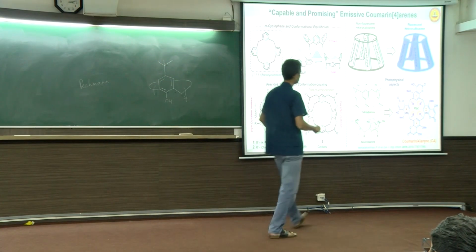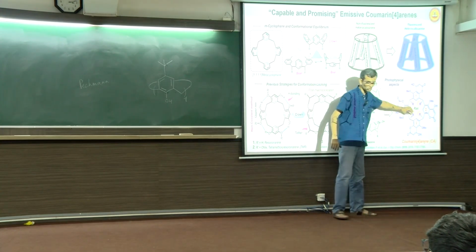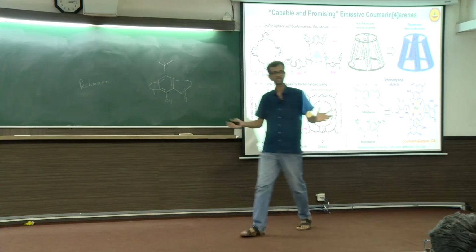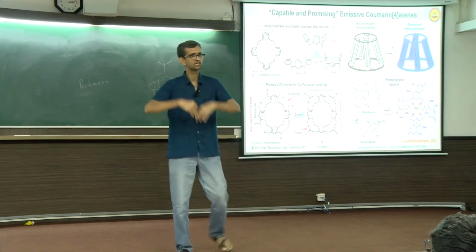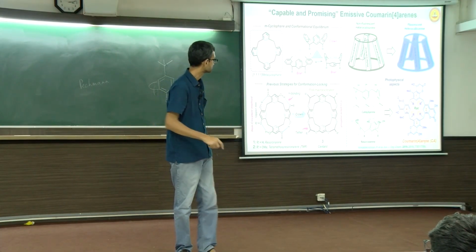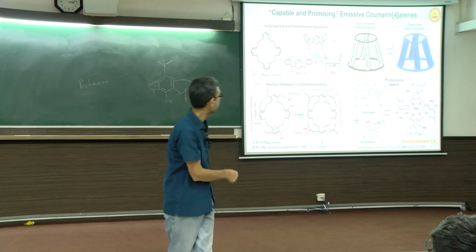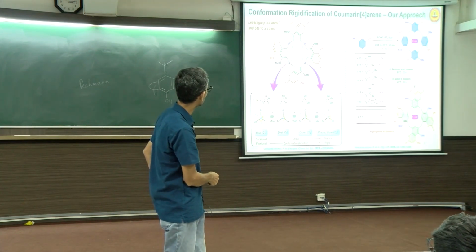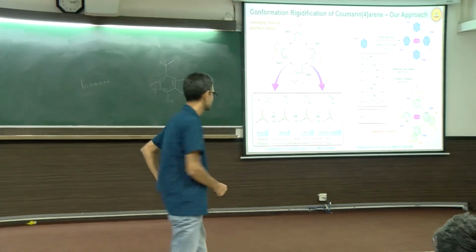So what we thought was we want to functionalize the core to make the macrocycle luminescent, so the macrocycle will ultimately be emissive in nature. They can give out blue light. So we did that, and we have the steps here.